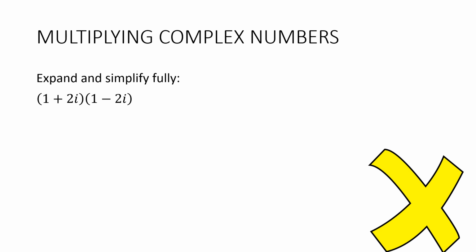Let's do one more. Let's expand and simplify 1 plus 2i multiplied by 1 minus 2i. You can see that it's a difference of 2 squares. So we're going to have 1 take away 4i squared. i squared is negative 1, so that's equal to 5. This one here is purely real.